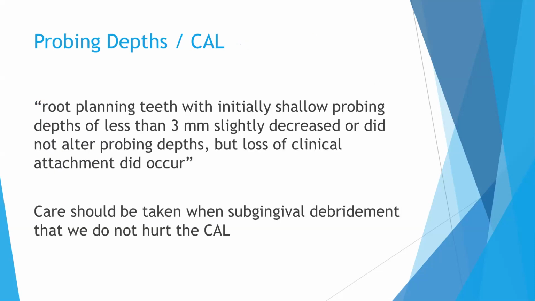So the probing depths, root planing teeth with initially shallow probing depths of less than 3 millimeters slightly decreased or did not alter probing depths, but loss of clinical attachment did occur. Now that loss of clinical attachment is temporary. However, it does occur when we are heavy-handed and instrumenting and actually scaling heavily on 3 millimeters or less. So we need to take care when we're doing subgingival debridement that we're not hurting the clinical attachment portion of the attachment apparatus, and we're only doing a working stroke where it's needed.